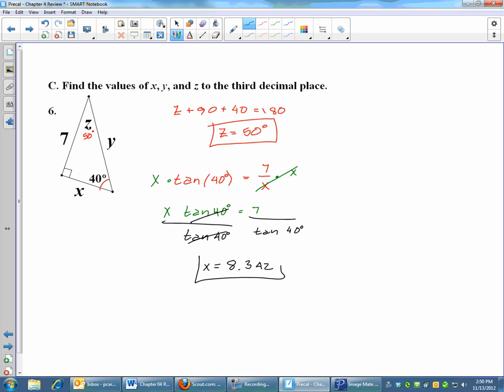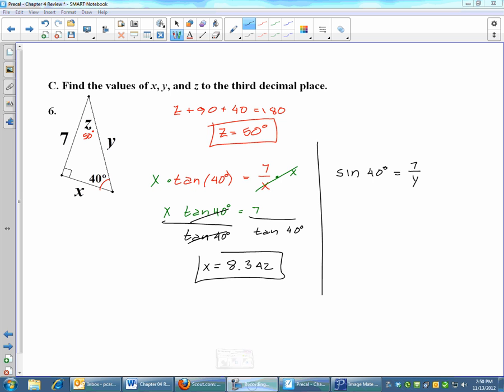And I do like the third decimal. Then I'm going to set up to solve for y the exact same way. I'm still going to use 40. 7 is opposite, and y is the hypotenuse. So if I'm dealing with opposite and hypotenuse, I'm going to use sine is 7 over y.